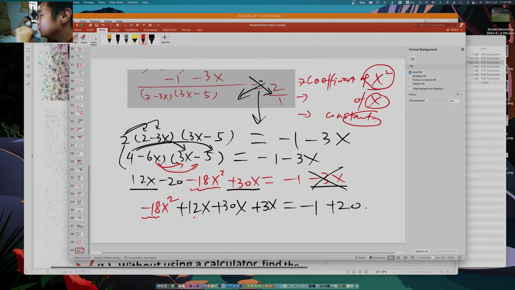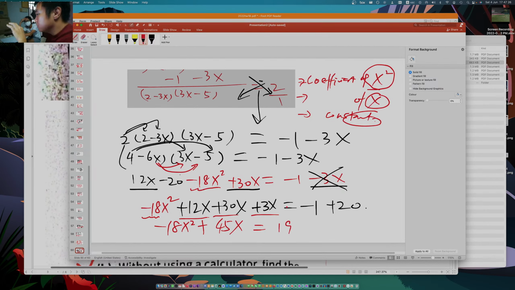Now you have 3 x terms. So you can add up the coefficients. So 12 plus 15, 45. But this one cannot add up. It remains the same. So 19.